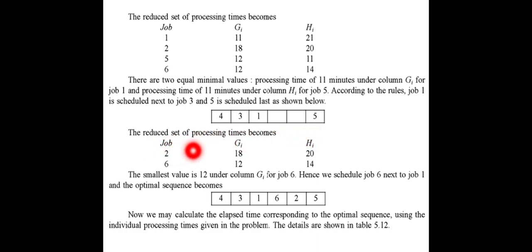So after it reduces to this, here minimum time is 12, so 6 is assigned here and 2 is assigned here, that is sequenced here. So now the optimal sequence is 4, 3, 1, 6, 2 and 5. So once the sequencing is done, we can proceed to calculate the total elapsed time.